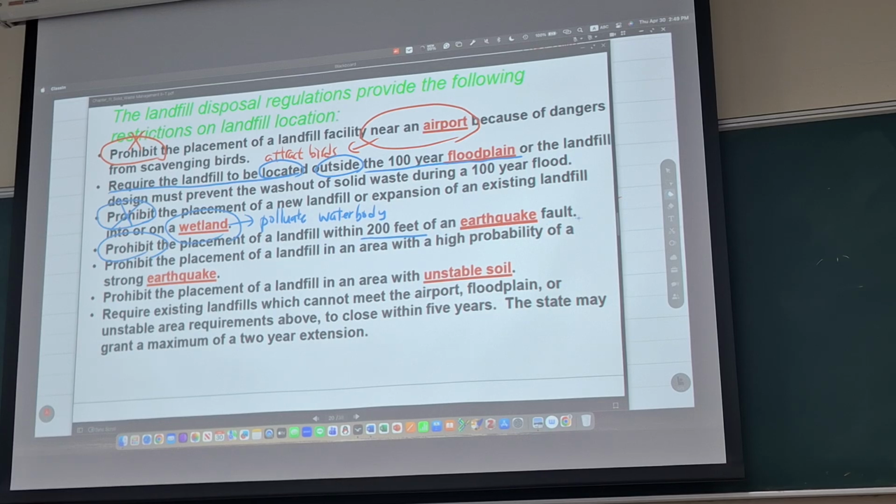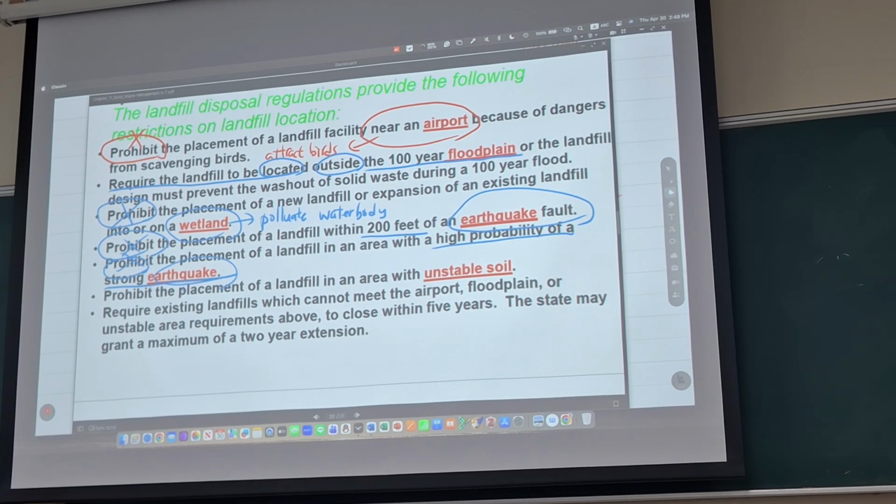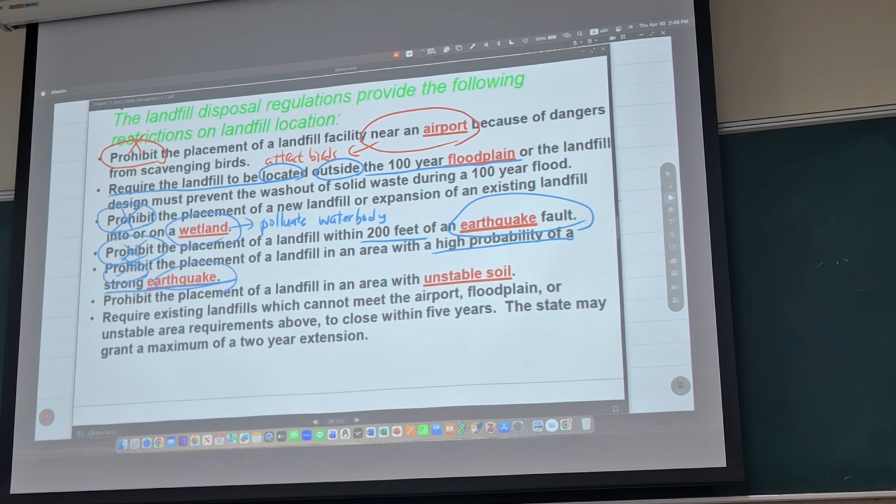Prohibit 200 feet from earthquake fault. So the landfill should not be placed in an area with high probability of strong earthquake. But it's not suitable in Taiwan, because in Taiwan, every place has high probability of earthquake.